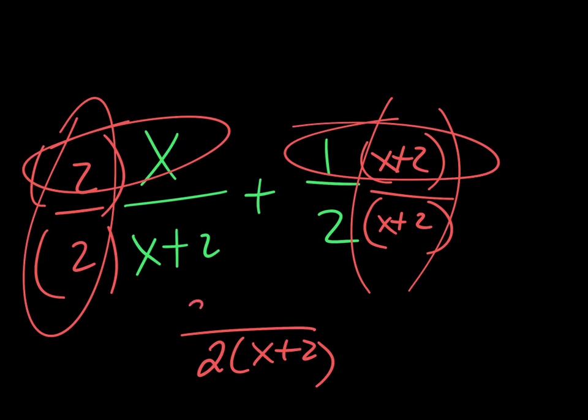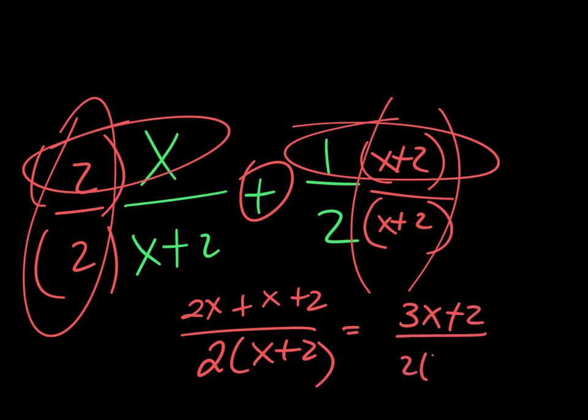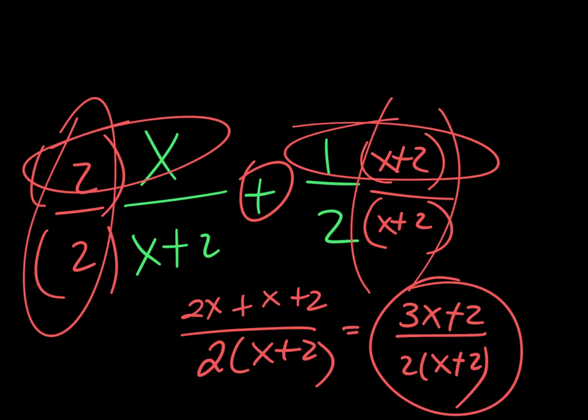What I could not do is change that to 2x times x plus 2. No, that's not legal, because what's on top? That's a plus right there. So this is 2x plus x plus 2. And then I can put that all together and say 3x plus 2 over 2 parentheses x plus 2. And can I factor any more? No. So then I can tell that there's nothing that would cancel.